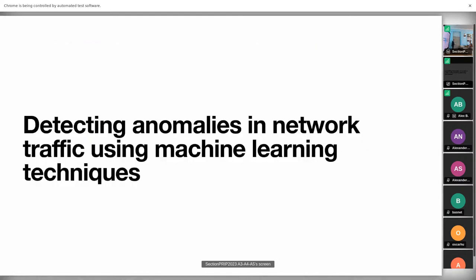In conclusion, I can say if you have a small server, the best way you can detect anomalies is machine learning techniques, because precise methods are very expensive and very heavy by memory.